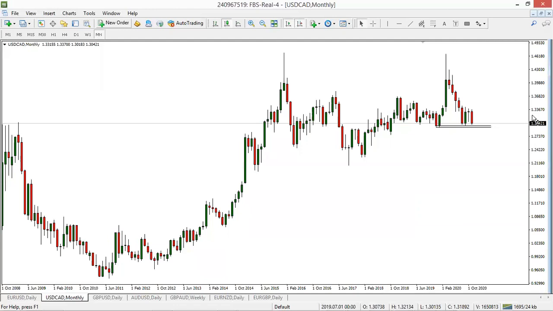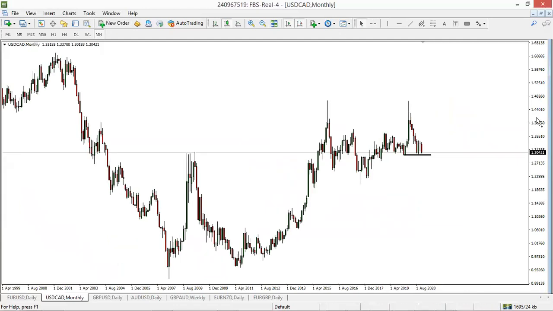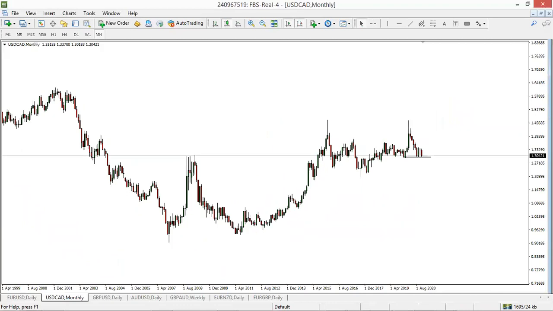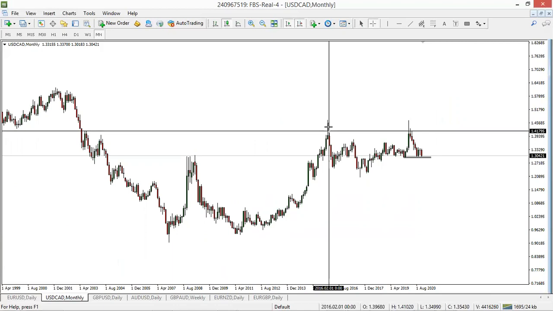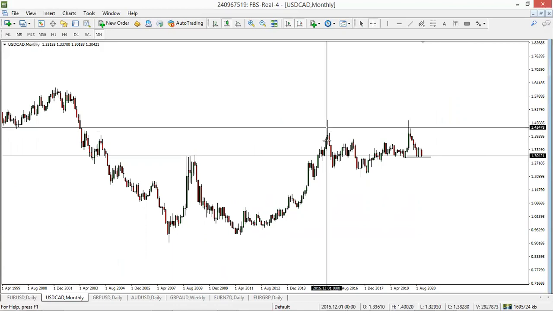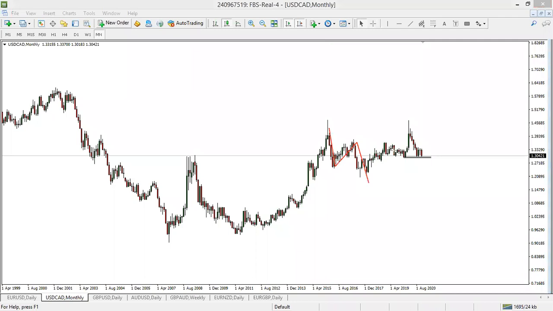So USD CAD, I like this pattern here, right? Because it looks so predictable to a certain level. See this, this. It looks so nice. It looks so repetitive. Something that has been happening over and over again, and you can see it in the market.